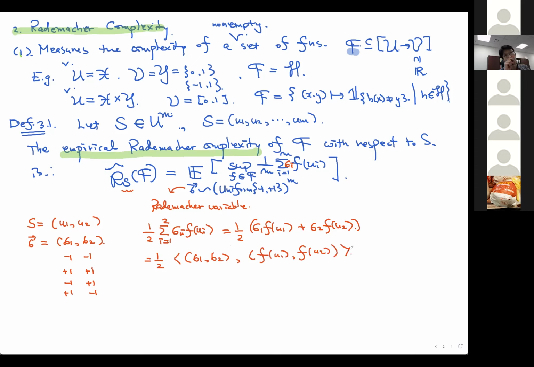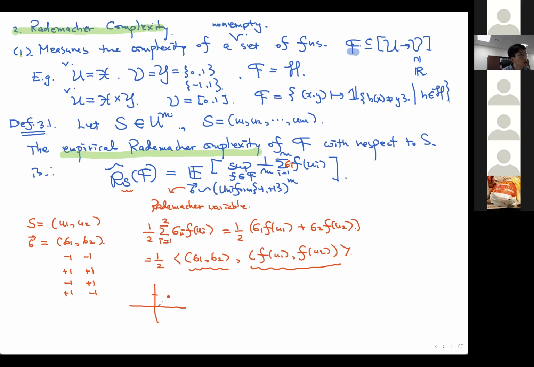Then one thing that you learn in linear algebra is that if the norm, or in other words the size, of this vector is fixed, then the one which maximizes this inner product is the one that has the same direction as this vector, sigma 1 and sigma 2. So intuitively, what really happens is that sigma 1 and sigma 2 point to 4 directions. One is +1 and -1.